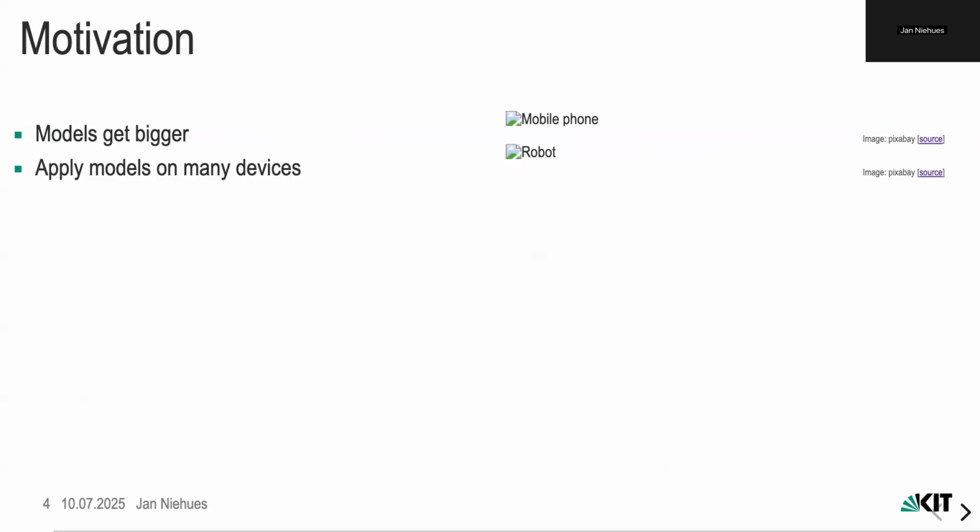And that is especially interesting if we think that we're interested in, for example, applying the models on mobile phones or on robots, then we have to make these models small in order to fit there. And one major limitation typically nowadays is the memory.